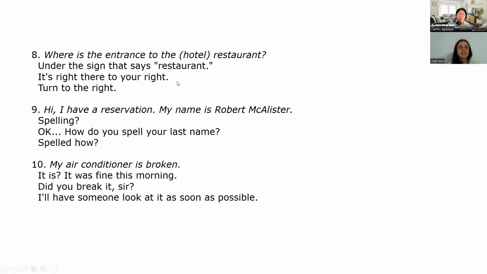Number 8: Where is the entrance to the hotel restaurant? Under the sign that says restaurant. Eso es descortés, ¿no? Si tú le contestas así es descortés. Tienes que indicarle: it's right there, to your right. Yes.